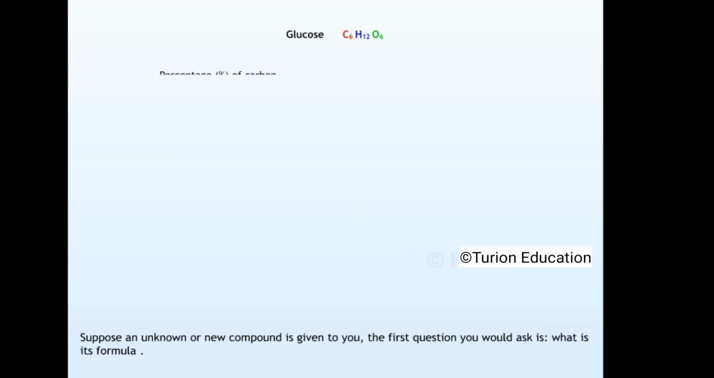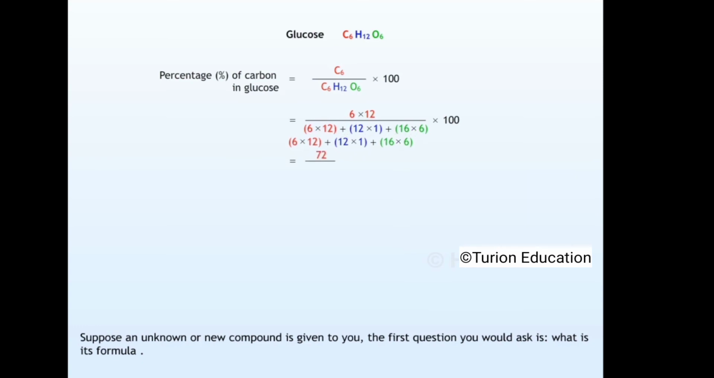As we can see here, the percentage of carbon in glucose can be calculated by taking mass fraction of carbon in the total mass of glucose. So the percentage of carbon in glucose is equal to atomic mass of 6 carbon atoms divided by molecular mass of glucose molecule into 100. Putting the values, we can calculate percentage composition of carbon in glucose as 40%. This gives us the answer as 40%.